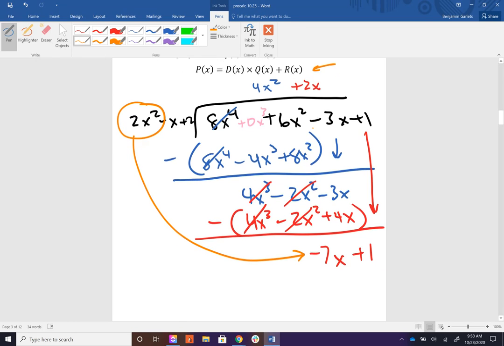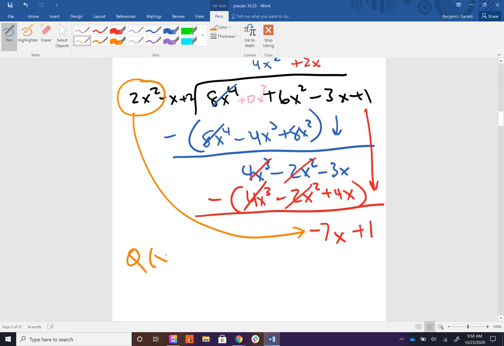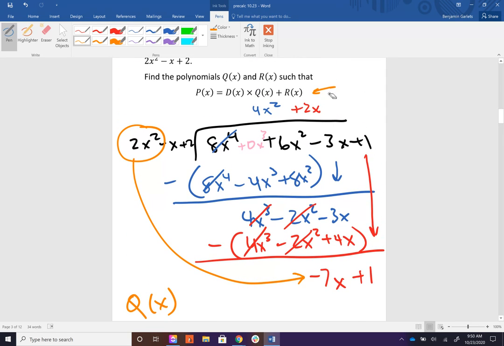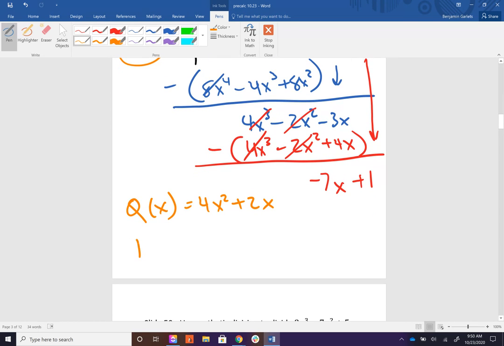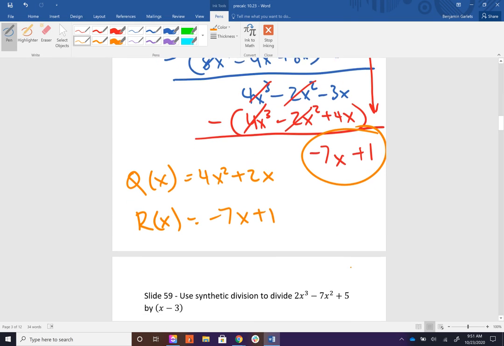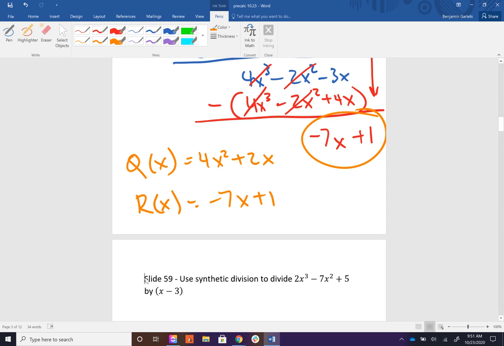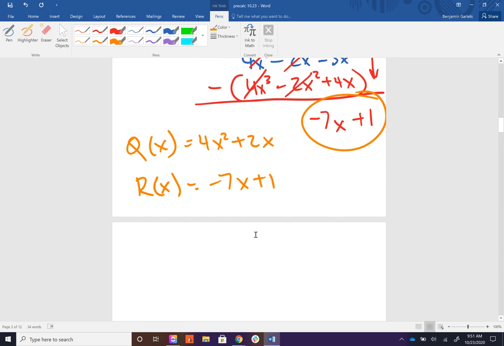So we know that q of x is our quotient, and that's what's on top here. That's right here. Okay, so 4x squared plus 2x. And then we know that r of x is what our remainder is. Okay, so we can write out the division algorithm. Let me give it a little bit more space.